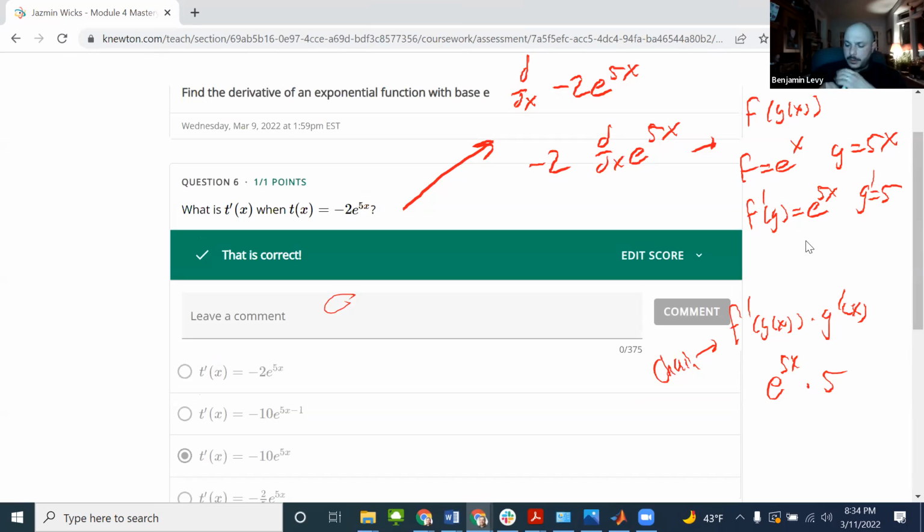I forgot about the 2 though. There's a -2 in front. And so it's going to end up being -10. I was like, where's that answer? I don't see it.